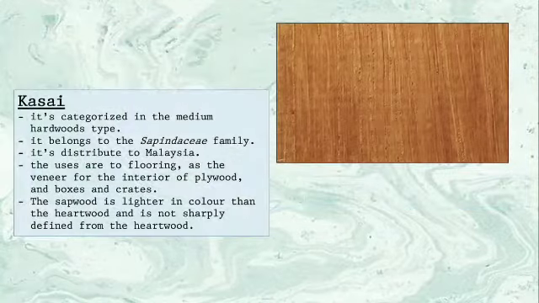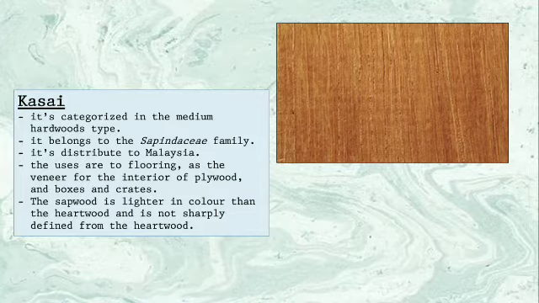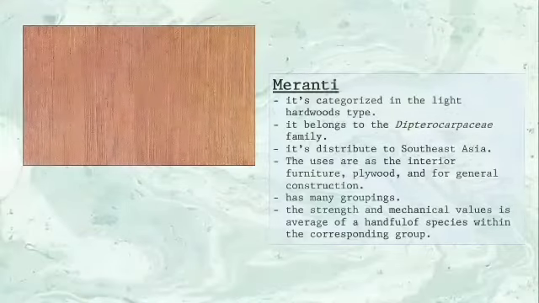Second, Kasai. Kasai is categorized in the medium hardwood type. It belongs to the Sapindaceae family. The sapwood is lighter in color than the heartwood and isn't sharply defined from the heartwood, which is pink, red or red-brown. Third is Meranti.